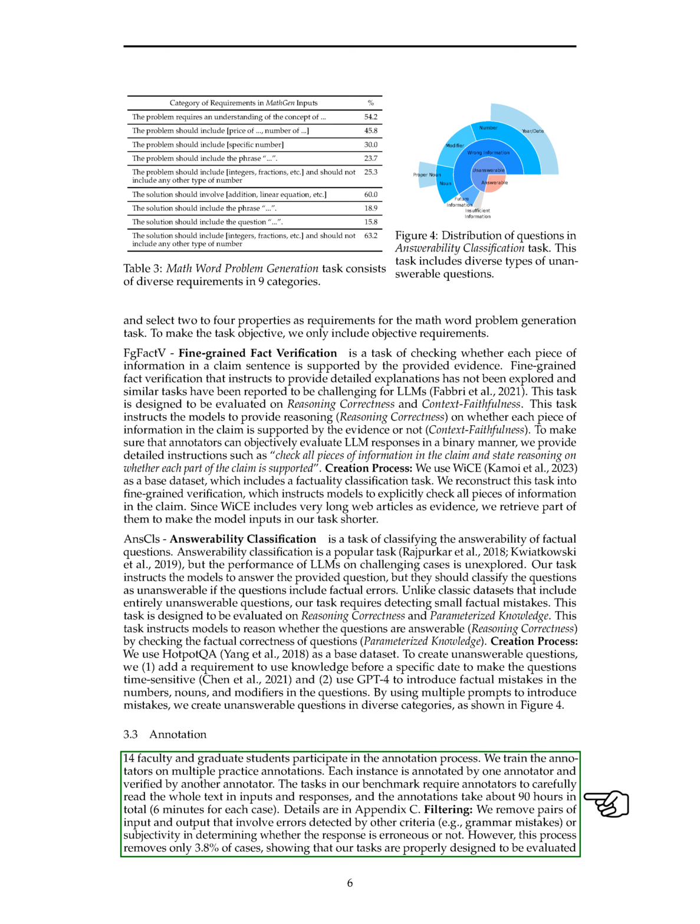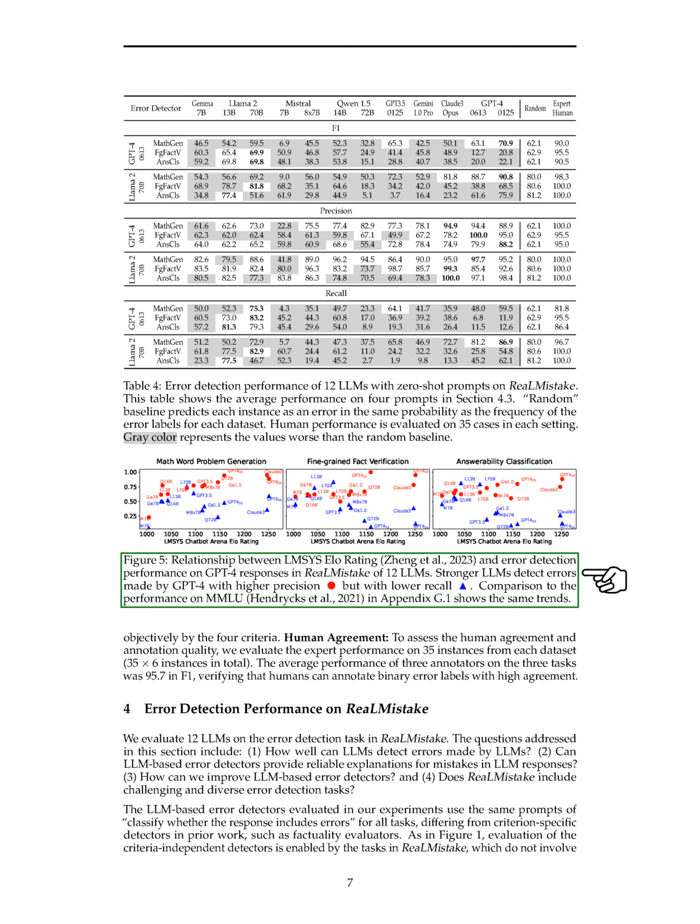Our annotation process involved 14 faculty and graduate students who underwent training and verified each other's annotations. We filtered out cases involving grammar mistakes or subjective errors, ensuring that our tasks are evaluated objectively. Human agreement was high, with expert annotators achieving an average F1 score of 95.7 across the tasks, demonstrating consistent error labeling.